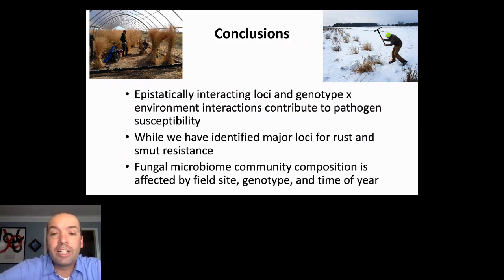We have now identified major loci for rust and smut resistance using genome-wide association studies, and we're curious to see whether we can identify specific genes that are involved in rust resistance from those studies. And we've started to track the fungal microbiome community over the year and see that we have effects of field site, genotype, and time of year all in that microbial community.